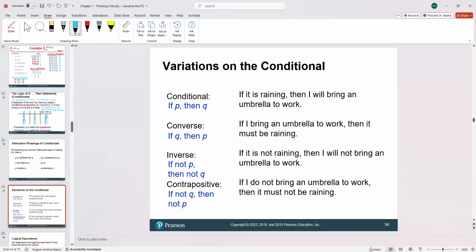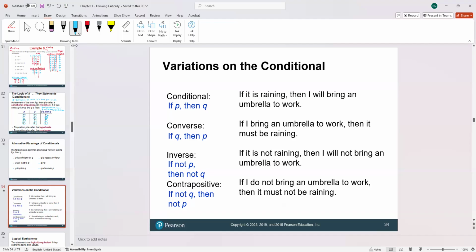Conditions: if P then Q. If you are sleeping, then you are breathing, that I told you. Converse: if Q, then P, you can reverse it. Like, if you are breathing, then you are sleeping. The first one I said, if you are sleeping, then you are breathing. Now, if you are breathing, then you are sleeping. The same way here, you can shift it.